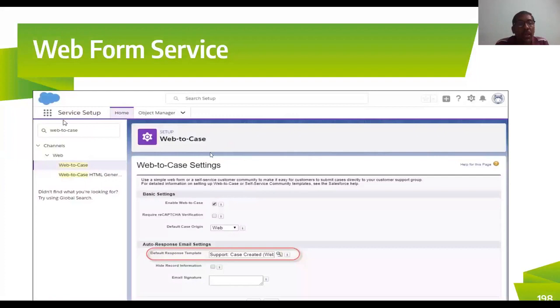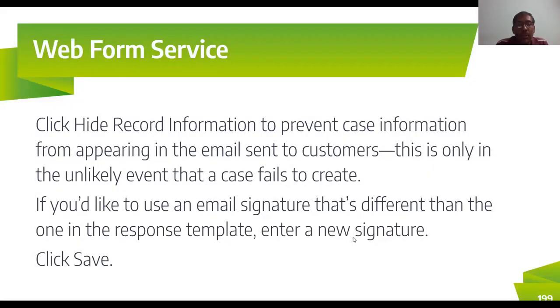Right. Now see here, again you're going to select web to cases. It will take you to web to cases here. On the web to case page you're going to enable web to cases, and for case default origin you're going to say web. And for default response template, you're going to select any default template here. And then email signature, we can have an email signature, and then you're going to save it.